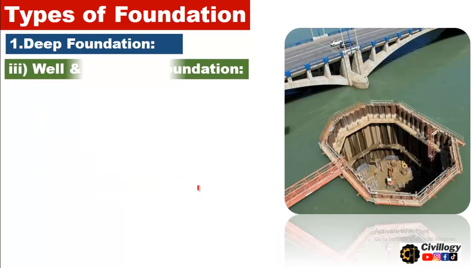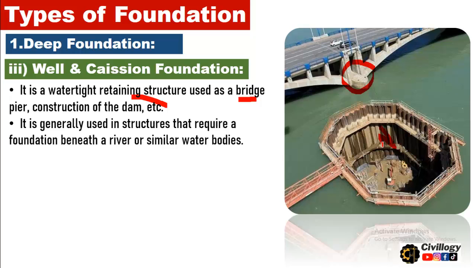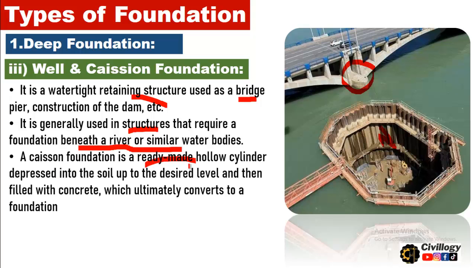Okay. The third type of deep foundation is the well and caisson foundation. It is a watertight retaining structure used as a bridge pier. As you can see over here, this pier is also made with the help of a caisson foundation. It is usually constructed in running water and rivers, etc. Okay, or for construction of a dam. It is generally used in structures that require foundation beneath a river or similar water bodies. A caisson foundation is a ready-made hollow cylinder depressed into the soil to the desired level and then filled with concrete, which ultimately converts to a foundation.